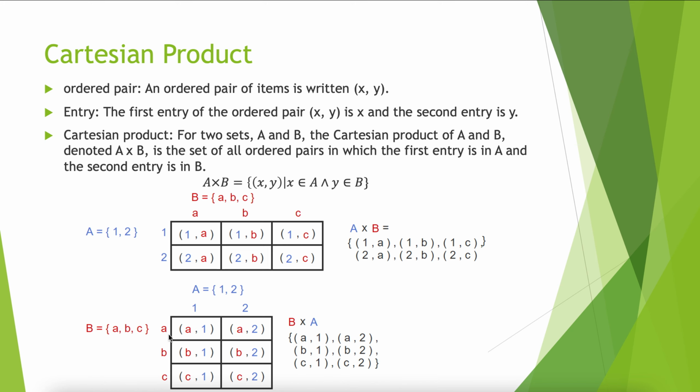Switch it around. If you decide to do B cross A, then you have A1, A2, B1, B2, C1, C2. Make sure the order remains right. So depending on who goes first, you're going to fill it out accordingly.